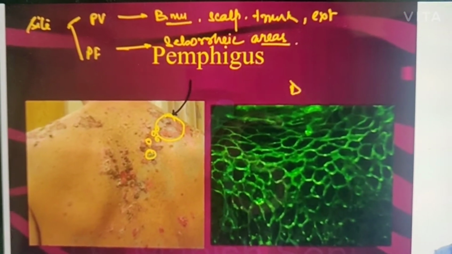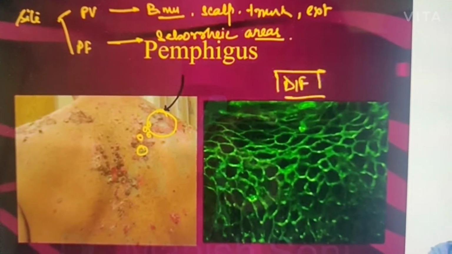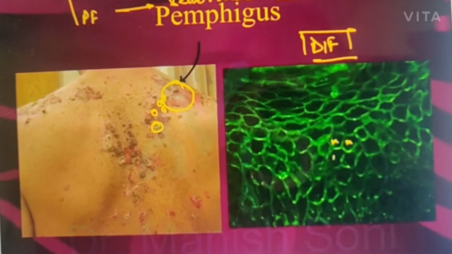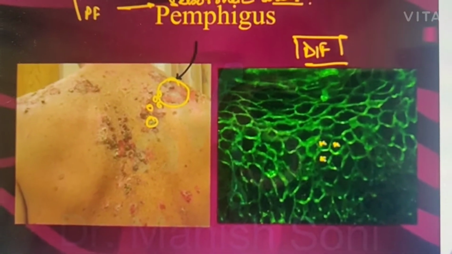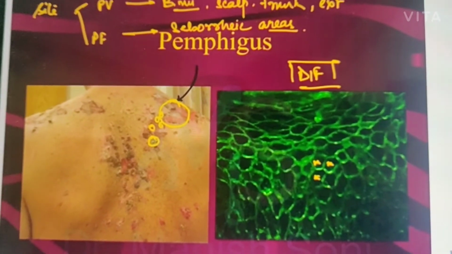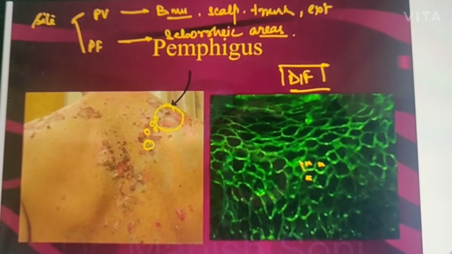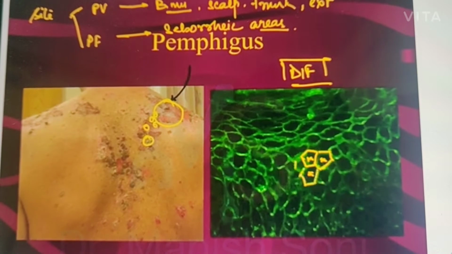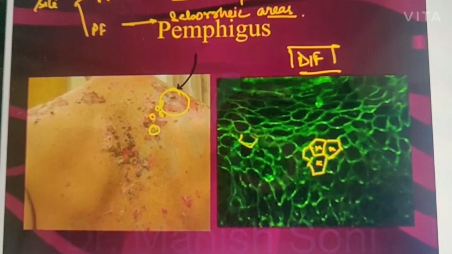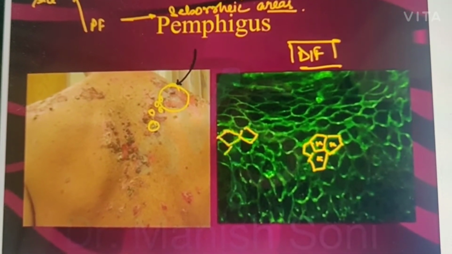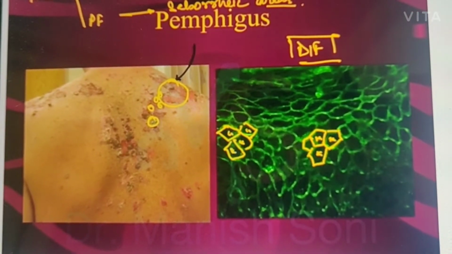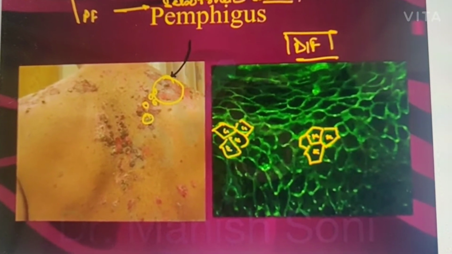And this is the finding on DIF, that is direct immunofluorescence. So in direct immunofluorescence, as you can see, all these are keratinocytes, and there are anti-desmoglein antibodies, and they are depositing where? In between the cells. So these are keratinocytes, and this is the fluorescence where it is seen. It is seen in between the keratinocytes. So this intercellular deposition gives rise to this net-like pattern. This is known as the fish net-like pattern, which is seen in pemphigus.